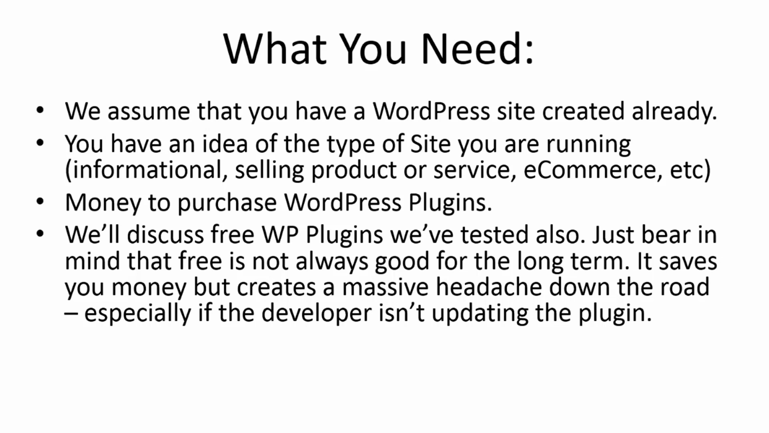If you don't have an idea and you're just watching this course to get an idea of how you can automate your WordPress site in the future, then you need to understand which one of these categories it fits under. Like I said earlier: informational, selling a product or service, e-commerce, or membership site. And of course, you'll need to have some money to purchase WordPress plugins.